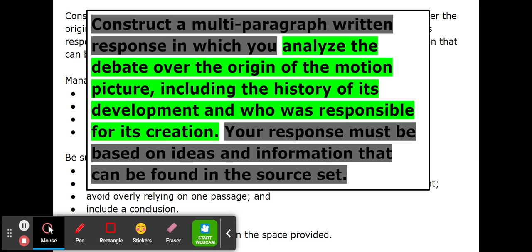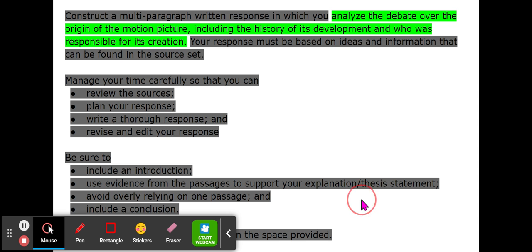So even though this prompt right here says the word debate, it's not telling you to pick a side. It's not telling you to make and support a claim. It's asking you to analyze. And analyze is the important thing here. That's what tells you what type of writing you need to do.